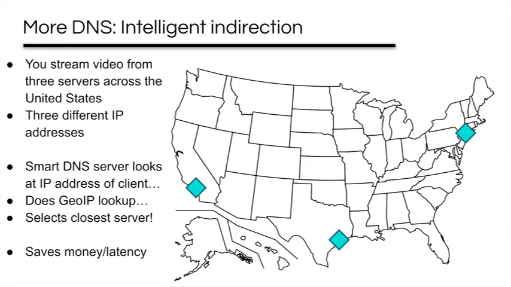For example, the smart DNS server may actively monitor server performance and direct clients to the least loaded ones instead of the physically closest ones.